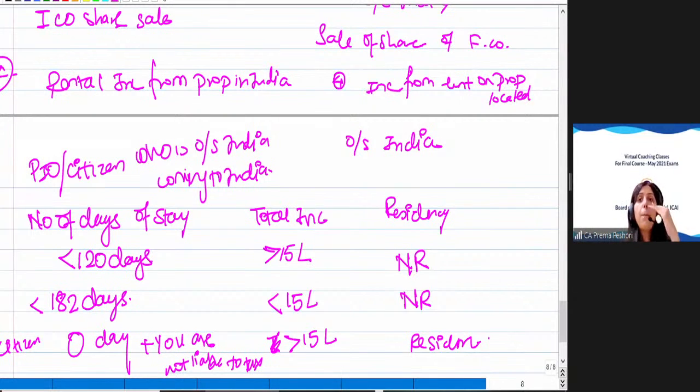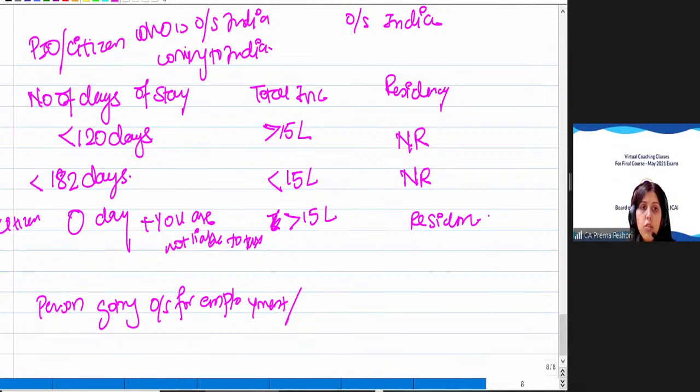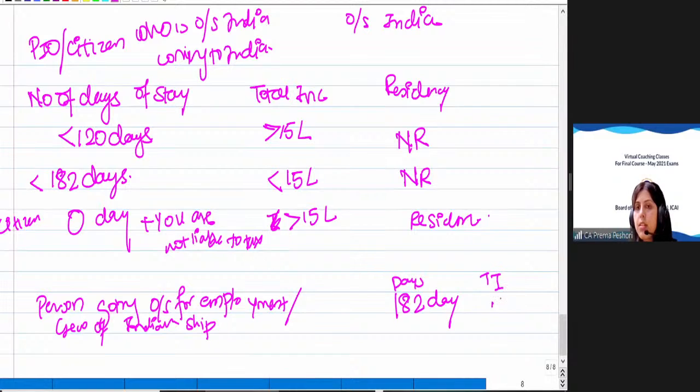Clear? For persons who are going outside India for employment, for them it is clearly the 182-day condition. So a person going outside for employment or crew of an Indian ship member, it is always the 182-day condition, right? And there is no total income limit. Clear?